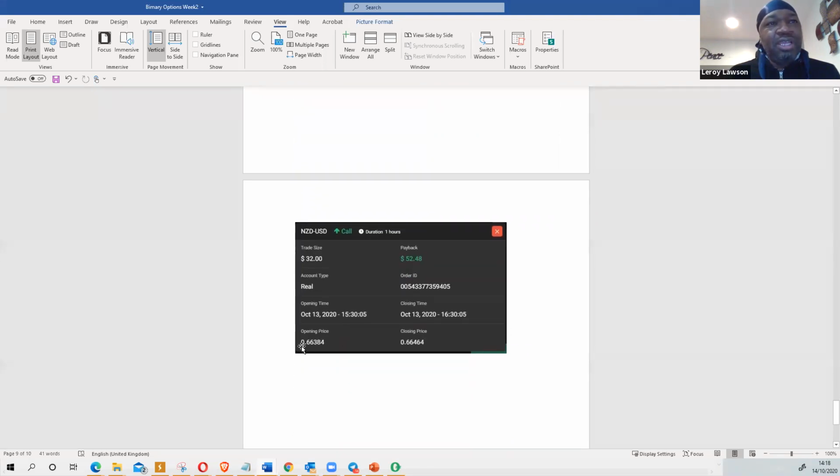So if you can see here, my opening price was 0.66384 and it ended at 0.66464. That's enough points for me to make, but it could have ended at 0.66385 and I would still make 64%, okay? So you don't need to have the biggest swing in order to make money here.